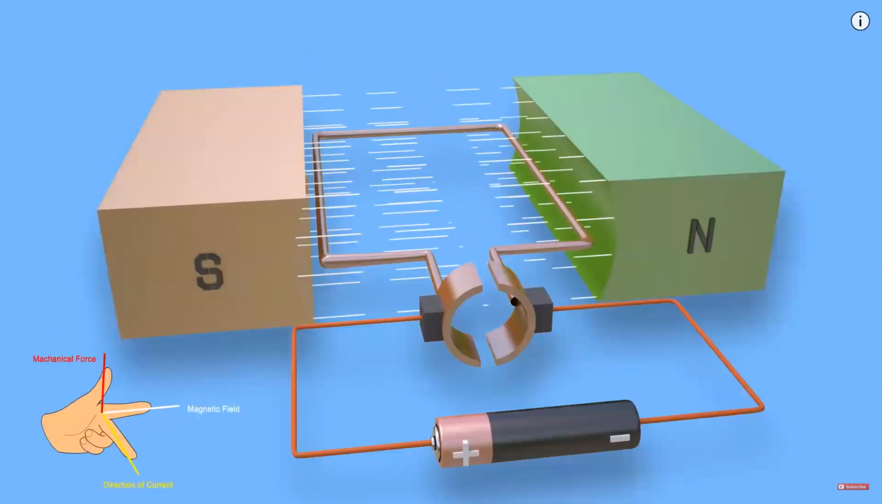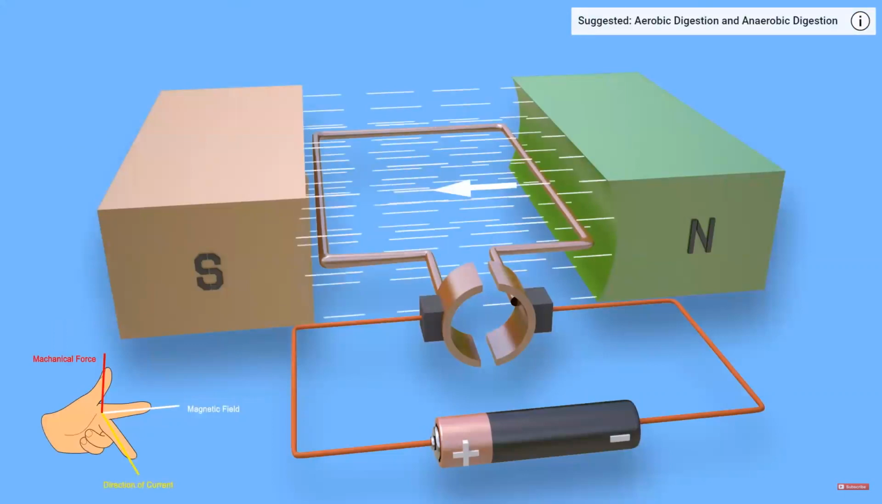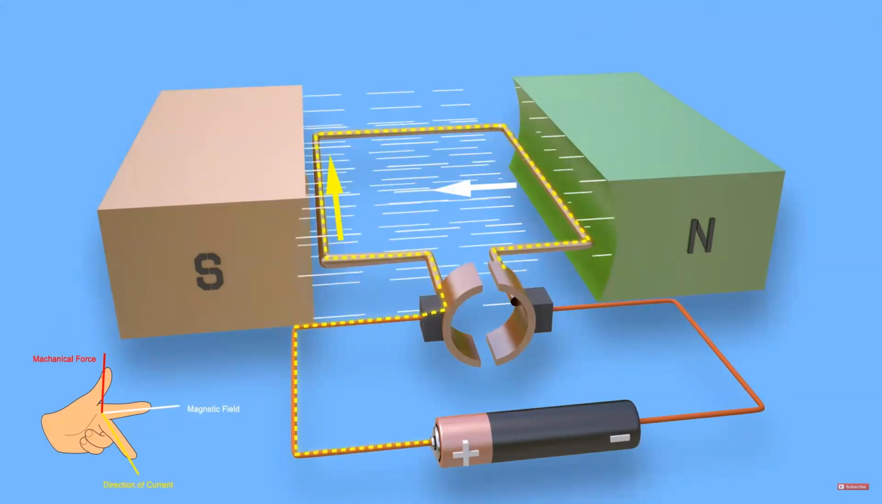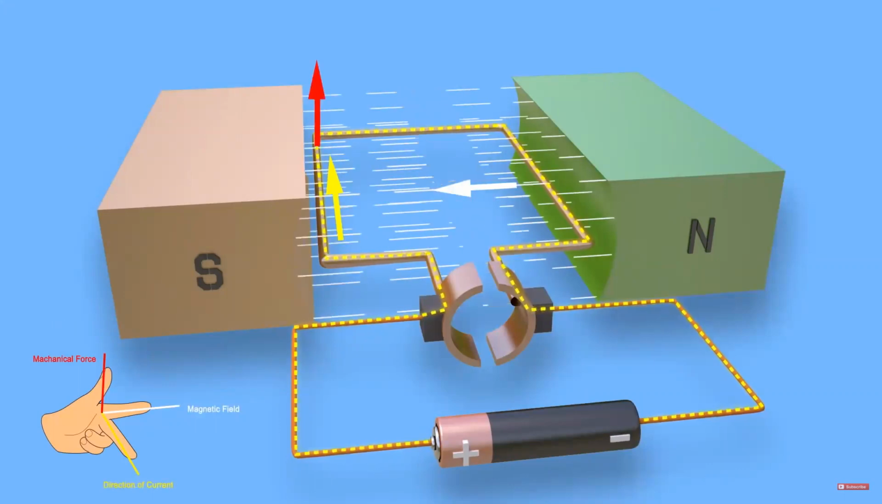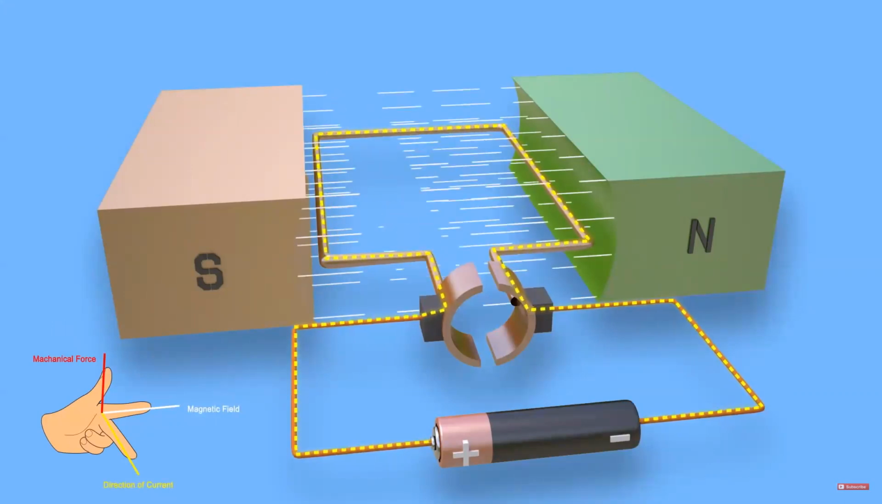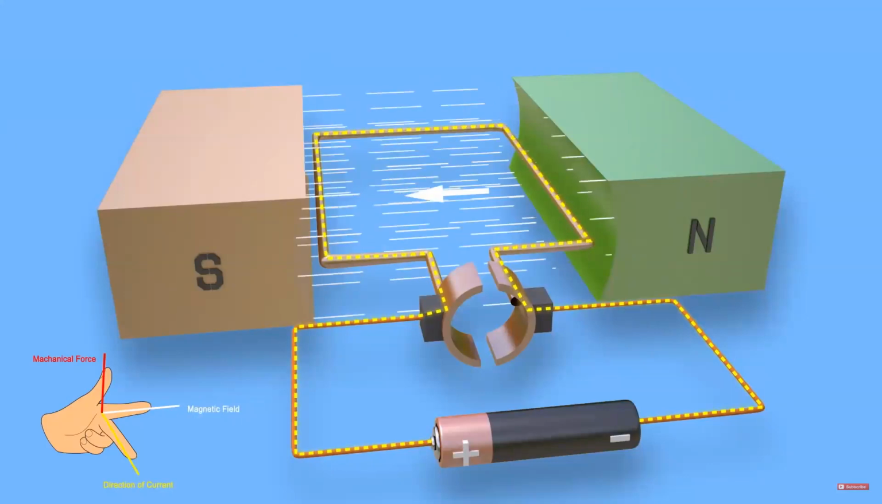If the forefinger is aligned in the direction of magnetic field, that is, from North Pole to South Pole, and the second finger is aligned in the direction of current in the left side conductor, then the thumb indicates the direction of mechanical force. This is clearly upward here. Similarly, for the right side conductor, the force is clearly downward here.